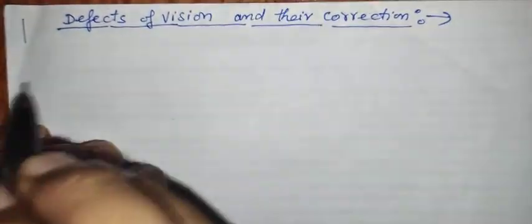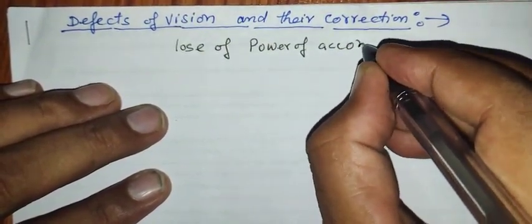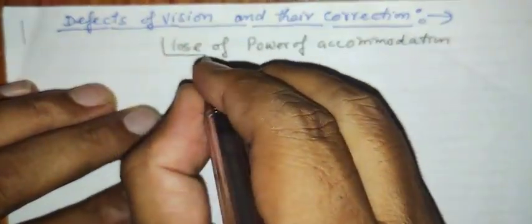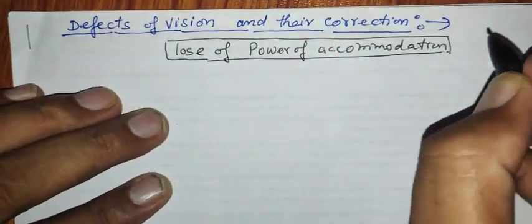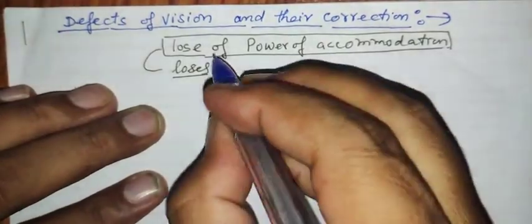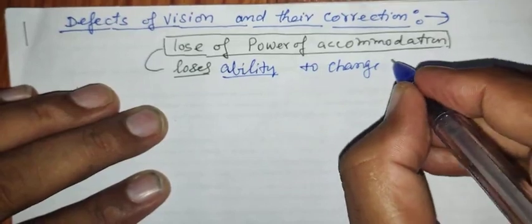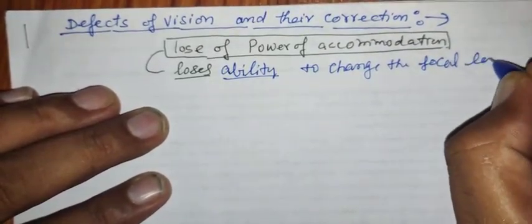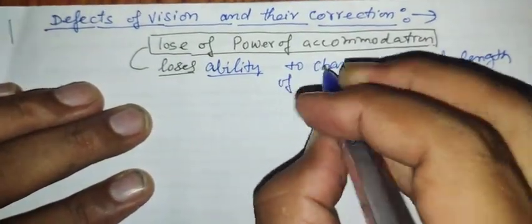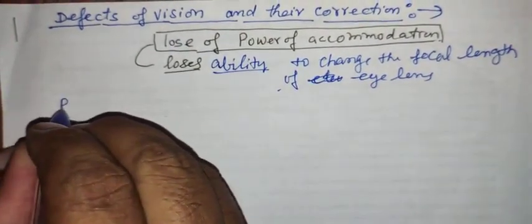A defect in vision of the human eye is due to the loss of power of accommodation. Loss in power of accommodation means the human eye loses its ability to change the focal length of the eye lens.